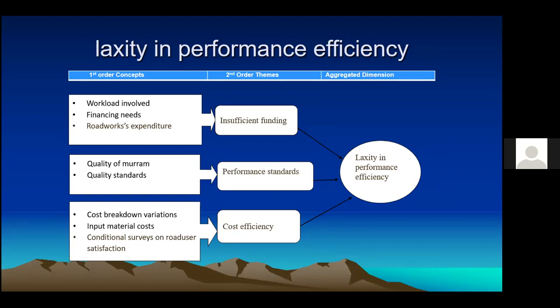According to them, there was insufficient funding in this area. And when they looked at the quality of maram that was being used on these roadworks, and also the general standards of these roads, it depicted deficiencies in performance standards. And also when they looked at whether they were in a position to display cost breakdowns in terms of input material costs, and also the condition surveys on road user satisfaction, they also lacked in terms of cost efficiency on these roads, which collectively gave rise to the lack in performance efficiency.